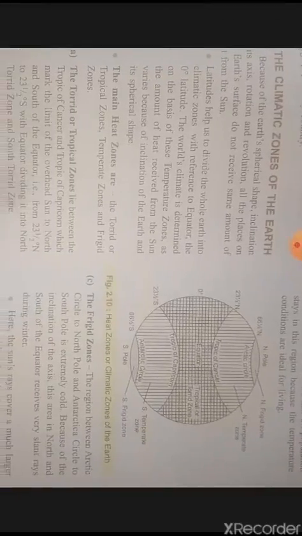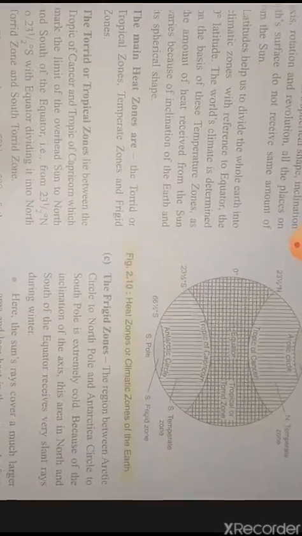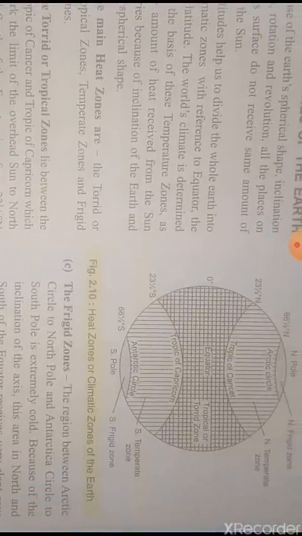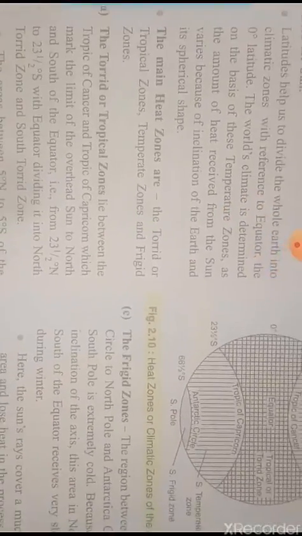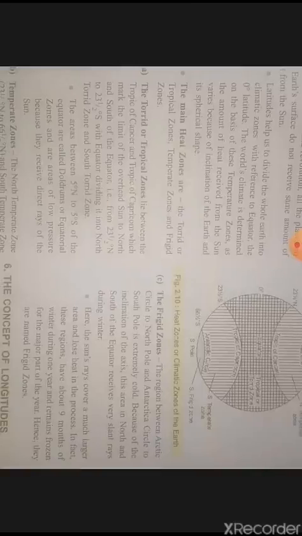Next is frigid zones. North frigid zone lies between Arctic Circle and North Pole, that is 66.5 degree north to 90 degree north. And the south frigid zone lies between Antarctic Circle and South Pole, that is 66.5 degree south to 90 degree south. Here the longer winters of duration 9 months are seen. It remains frozen most of the year.